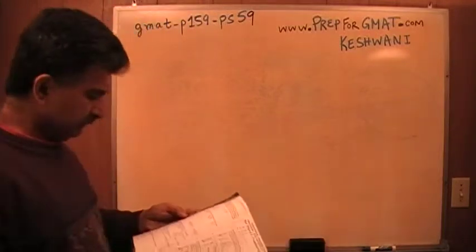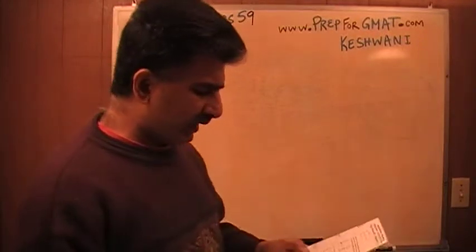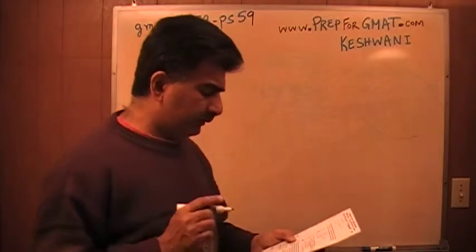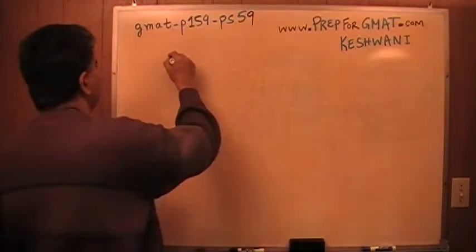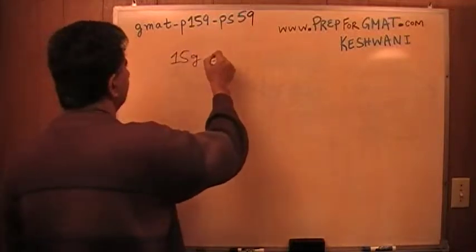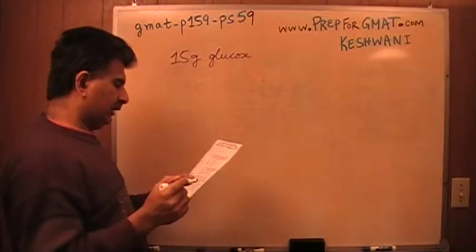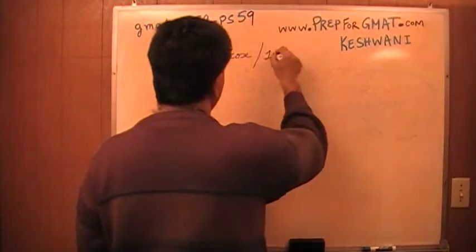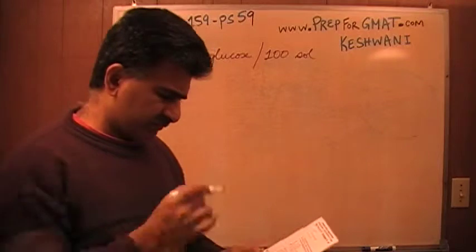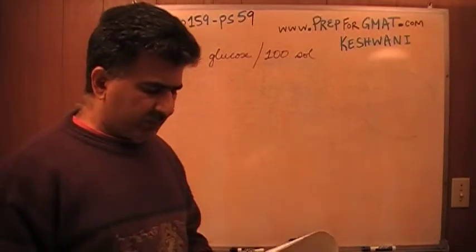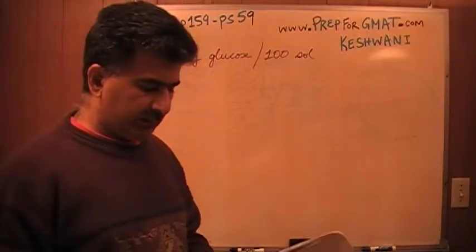Anyway, let's solve the problem. Page 159. A glucose solution contains 15 grams of glucose per 100 cubic centimeter of solution, per 100 solution. I'm not going to write the unit. You could write cubic centimeter, but it's a waste of time. Just write solution. If 45 cubic centimeter of solution were poured into an empty container, how many grams of glucose will be in the container?